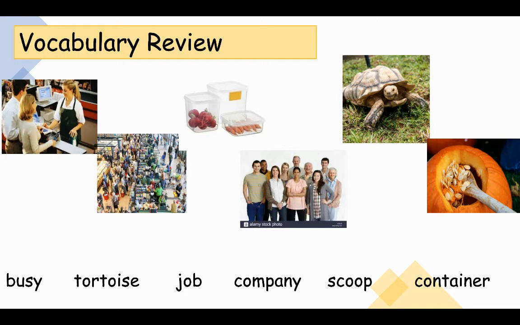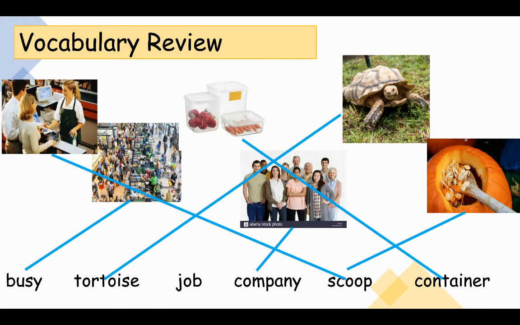Nice job, everyone. I saw your fingers going everywhere, and it means you're really trying. Let's look at the answers. Busy, with the busy picture. Tortoise, the picture of the animal that looks like a turtle. Then we have company. Company, the group of people. Scoop, they're scooping the seeds out of the pumpkin. Containers, you saw the containers with the food. And job, the job.